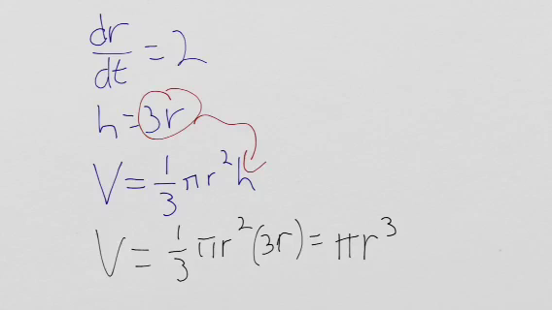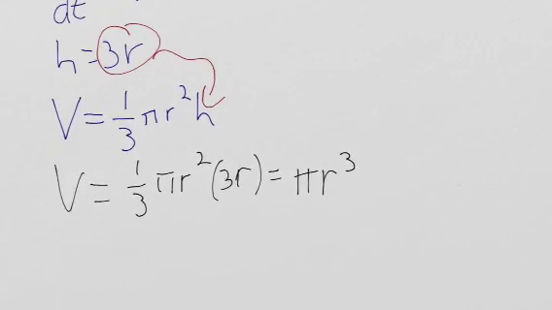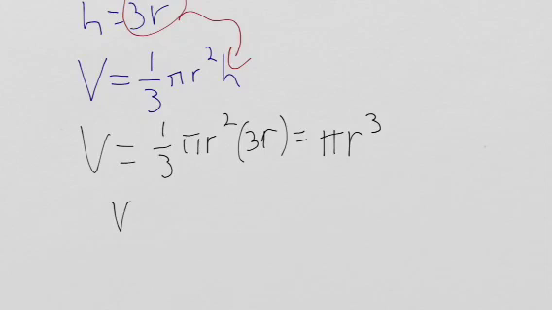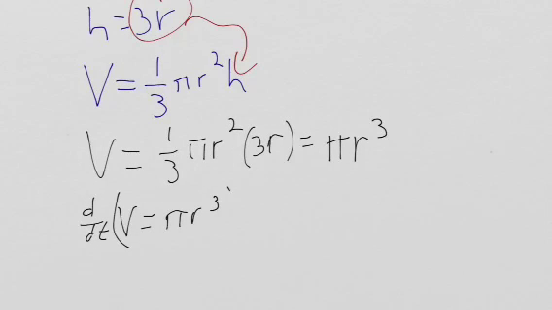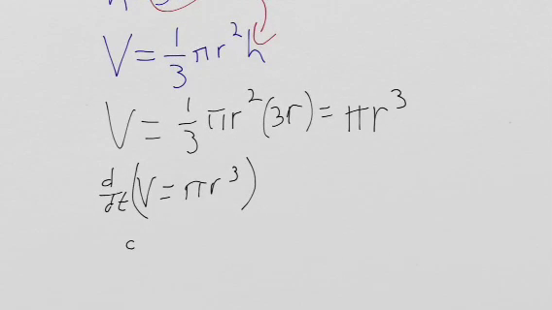So now we're going to d/dt that whole thing. Let's actually write this out. So we have volume equals pi r cubed, and we're going to d/dt the whole thing because we ultimately want dv dt. So we get the derivative of v with respect to t equals pi times 3r squared dr dt. And now we want to plug in our given information.